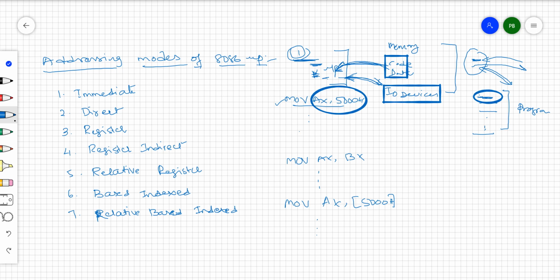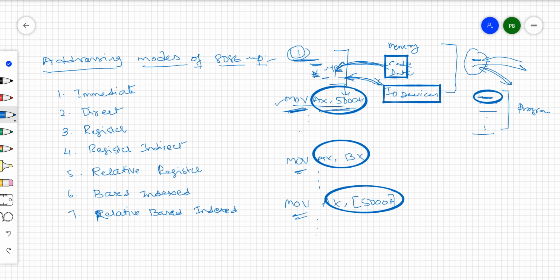Right. This is the opcode. These are the operands. This is the opcode. These are the operands. This is the opcode. What operation has to be performed on these particular operands is decided by the opcode you have. So this move operation has to be performed on this particular operand.